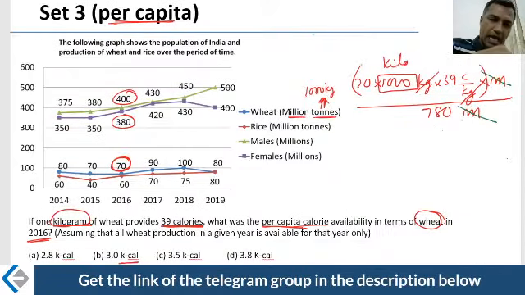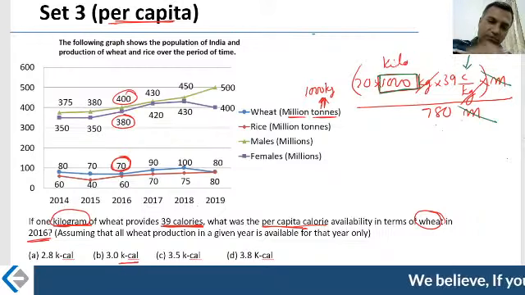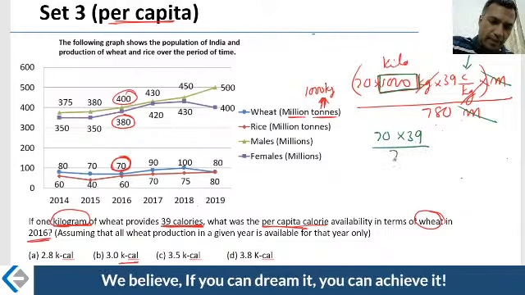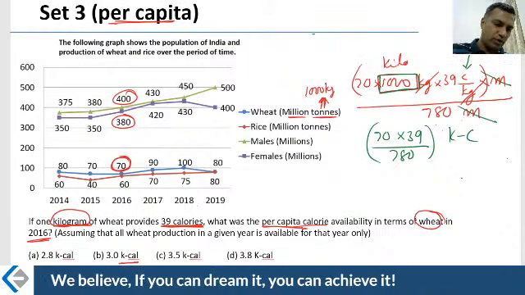I have my answer in terms of calories here, but the author wanted kilocalories. Therefore, keep this 1000, which automatically becomes a kilo. Fair enough. Therefore, finally, your answer looks like 70 into 39 divided by 780 kilocalories. See, what I'm talking here is, per capita is one word, no doubt.